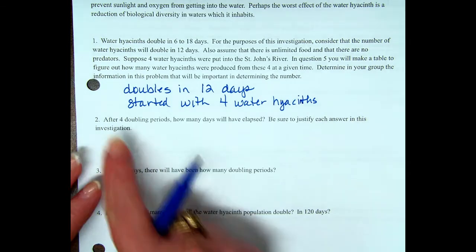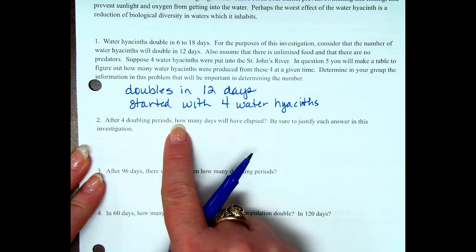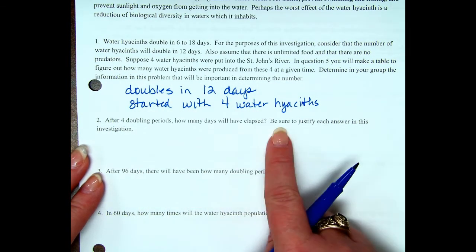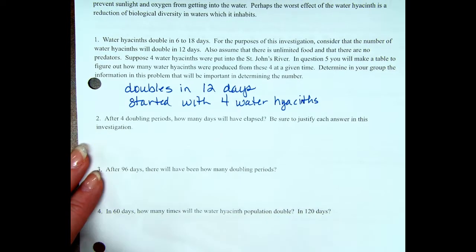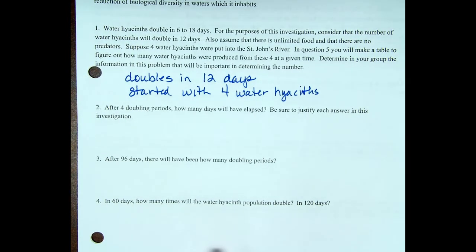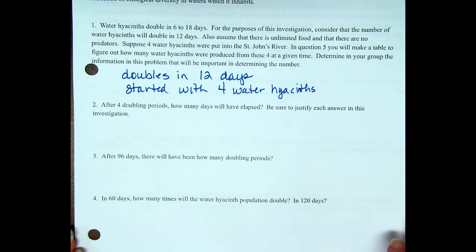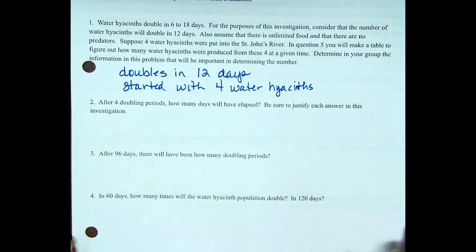Okay, sorry. After 4 doubling periods, how many days will have elapsed? Be sure to justify each answer in this investigation. Do we always have to justify with a sentence? We don't. But if we're going to not justify with the sentence, we have to be very specific about what we're talking about, right? So a sentence is always acceptable. Can I show you some other ways that are also acceptable? Okay?